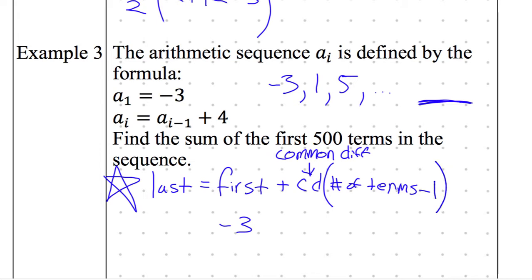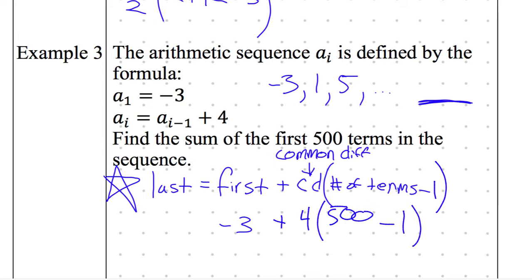Okay, now we have our explicit formula. So it's -3 plus, what was our common difference? 4. It tells us that right here in our recursive formula, where to find the ith value, I take the previous value and add 4. If I'm adding 4 over and over again, that is the common difference of 4. And then I'm going to take the number of terms, which was 500, and subtract 1.